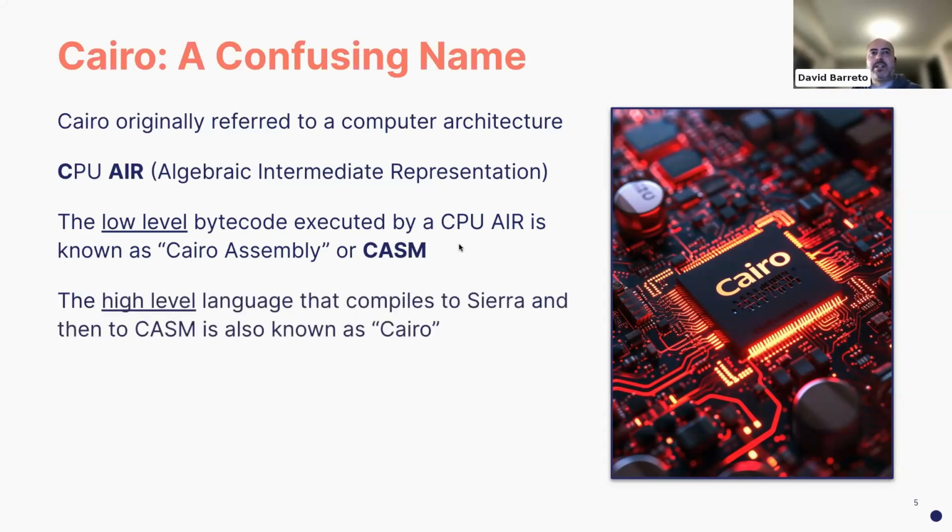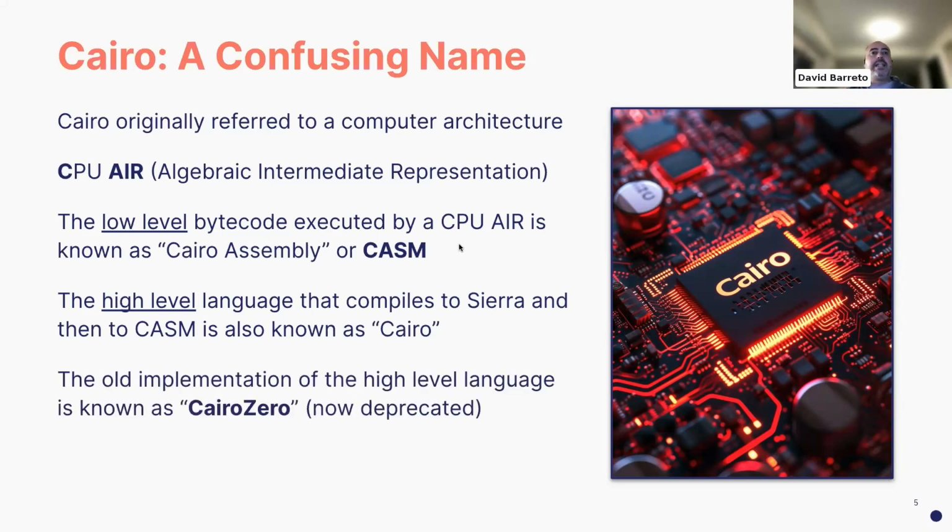Now, the high-level language that compiles to Sierra and then compiles to Cairo assembly is also known as Cairo. And this is what we refer to, so far, when we talk about Cairo. But keep in mind that its origin was about the architecture of the computer. The old implementation of the high-level language is known today as Cairo 0. Obviously, when the first version of Cairo came out, it was just known as Cairo. But then, I believe it was last year, there was a big change to the language, to the syntax. So to make a distinction between the old version of Cairo, the old syntax, and the new one, we call the old one Cairo 0, and we call the modern one just Cairo.